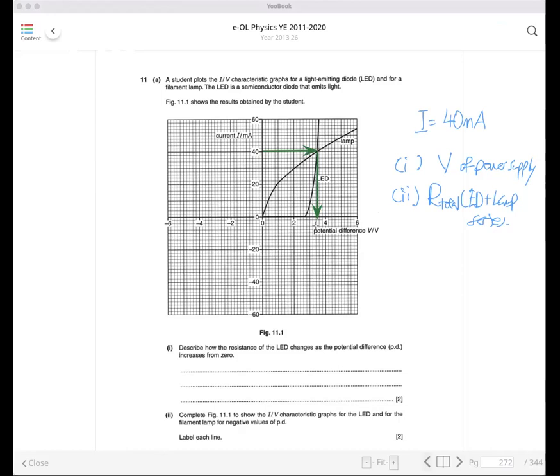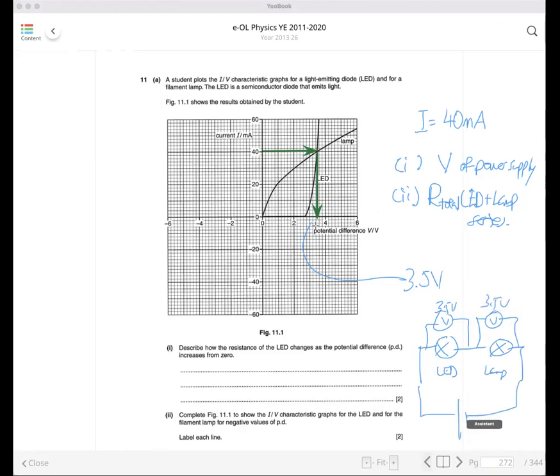Okay, well done. Okay, so can you all see? Down here, it is 3.5 volt. Okay, so you have the LED and the lamp. Let's say this is the LED and this is the lamp. For this, you put the voltmeter here, it is 3.5 volt. You put another voltmeter here, it is also 3.5 volt. So what will be the power supply? The power supply, you add them together, you will get 7.0 volt. Okay, Pei Kwan, are you clear about this?